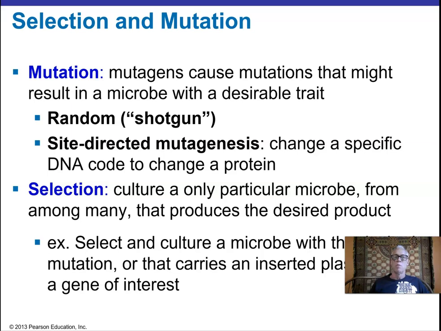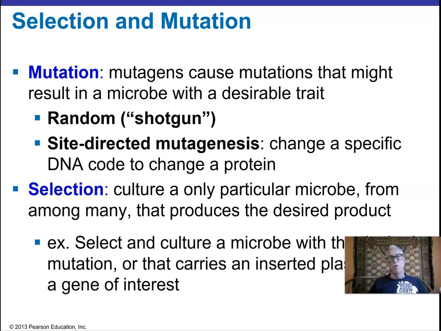Site-directed mutagenesis is much more efficient. There are technologies that allow us to choose and make a mutation in a specific position in the DNA code for a particular protein, and then we can have a controlled production of a new gene. And then we would take that gene again and put it in a plasmid and so forth.